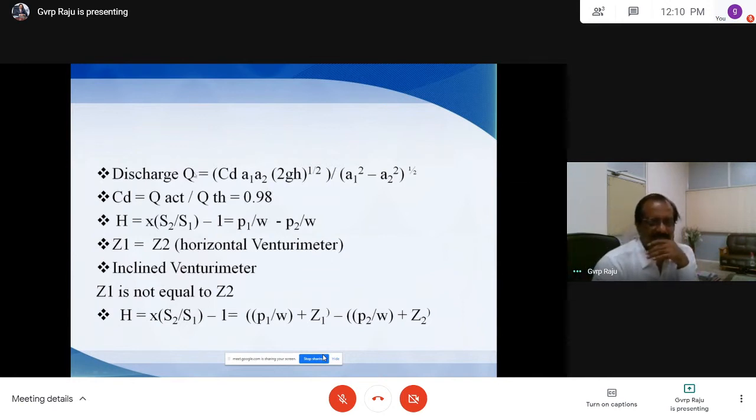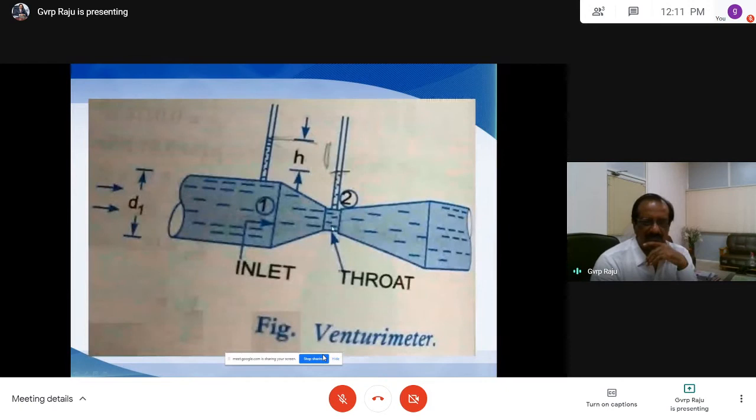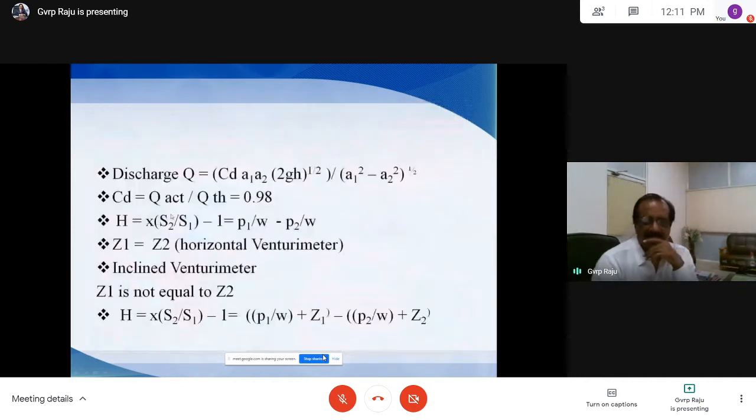Then the discharge Q actual is equal to Cd into Q theoretical. So this is Cd, Q theoretical, A1, A2. What is A1? A1 is the cross-section area at the inlet, and A2 is the cross-section area at the throat. So Q is equal to Cd A1 A2 square root of 2gH divided by square root of A1 squared minus A2 squared, where g is 9.81 and this H is the same H.